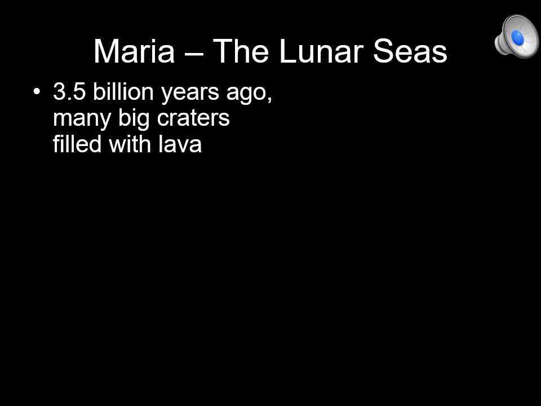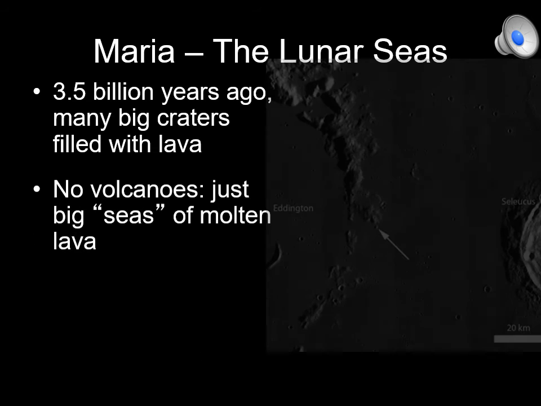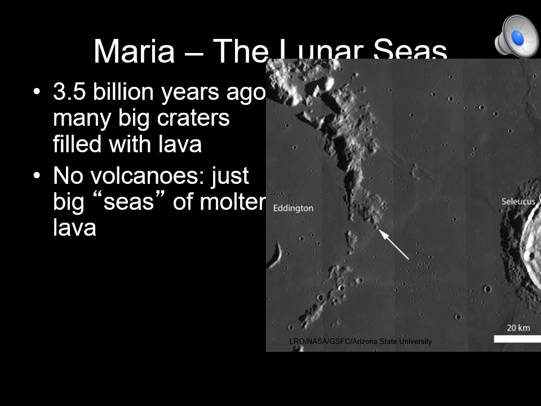Around 3.5 billion years ago, the Moon began experiencing an era of volcanic activity. This happened in the places where the Moon's crust was thinnest, in the deep impact basins on the side of the Moon facing the Earth. The magma was very low viscosity, so there were no volcanic mountains formed.